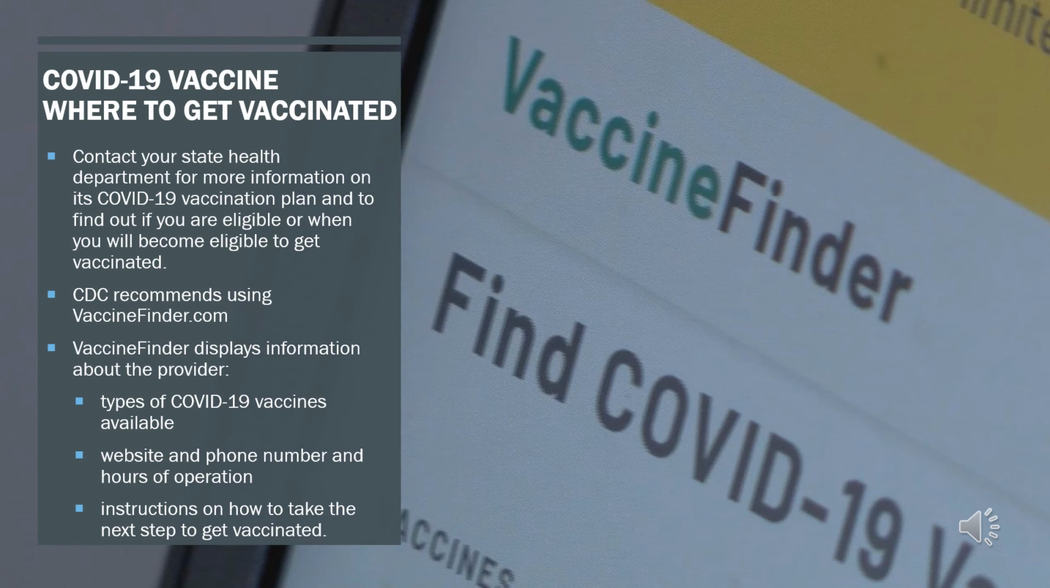There are still many questions around how to get the vaccine or where to get the vaccine for COVID-19. A good place to start is by contacting your state health department for more information about their COVID-19 vaccination plan and to find out if you are eligible or when you will be eligible to be vaccinated. Another resource is the CDC. They recommend using vaccinefinder.com. That is a website that has information about the different providers giving vaccines, when they are available, hours of operation, and then instructions on how to take next steps in order to get registered for your vaccine.